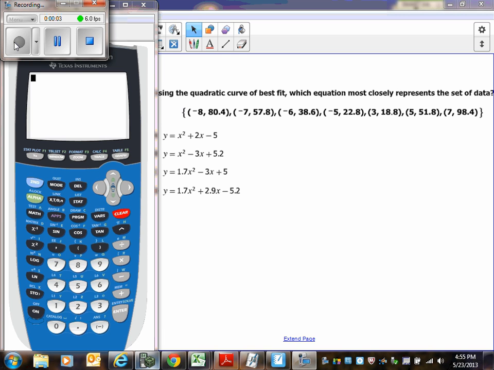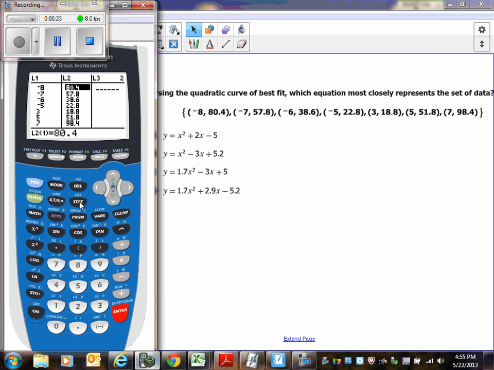In this question, we are being asked to find the quadratic curve of best fit, which most closely represents the given data set. First, we have to input our data into our list. So we go ahead and we hit Stat and Enter.